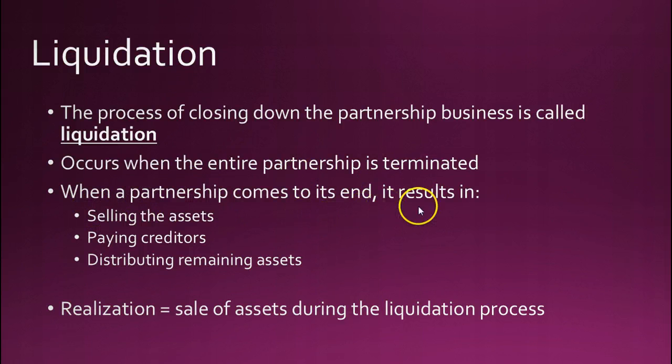When a partnership comes to its end, it results in selling the assets, paying creditors, and distributing remaining assets. So when we get to the end of our business, we need to sell off everything that we can that's not cash, like any office equipment or extra inventory, as much as we can, in order to keep from having that as a loss. We also need to pay off any remaining debt, any of our liability accounts. And if there are any assets left, like maybe a desk or some supplies, then you can distribute those amongst the partners.